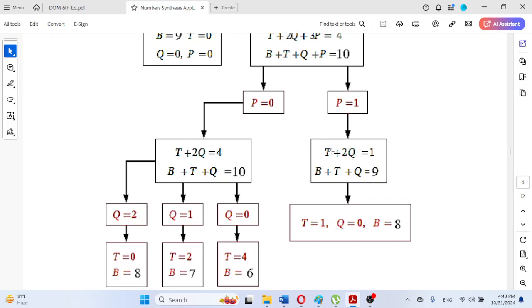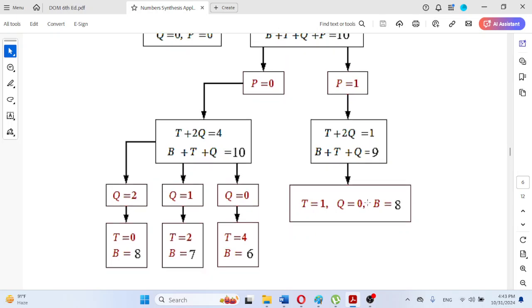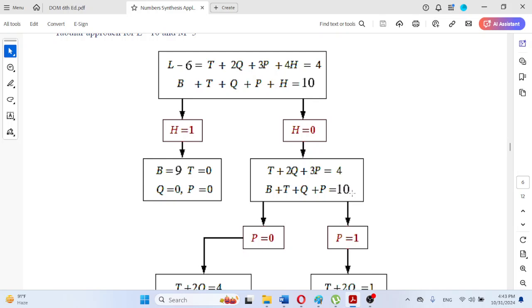So q is equal to 0, that means t is equal to 1, and in the lower equation, 9 minus 1 gives the binary link as 8. So the binary link will be 8, the ternary link will be 1, and the pentagonal link will be 1. So 8 plus 1 plus 1 is equal to 10. Hence, in this way all sets have been obtained using this tabular approach.